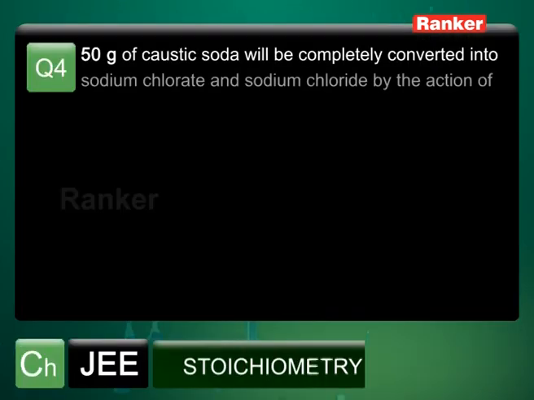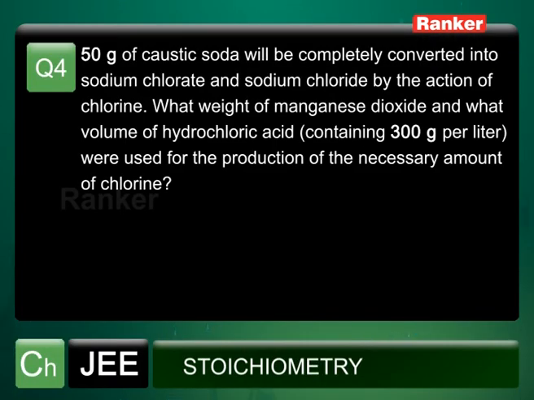50 gram of caustic soda, that is NaOH, will be completely converted into sodium chlorate and sodium chloride by the action of Cl2. What weight of MnO2 and what volume of HCl, containing 300 grams per liter, were used to form the necessary amount of Cl2? I mean to say, there are two reactions involved in this particular problem.